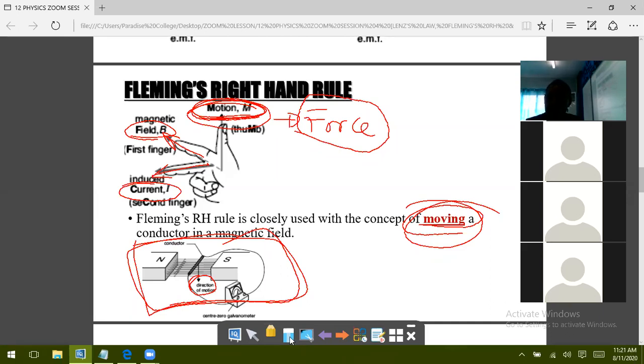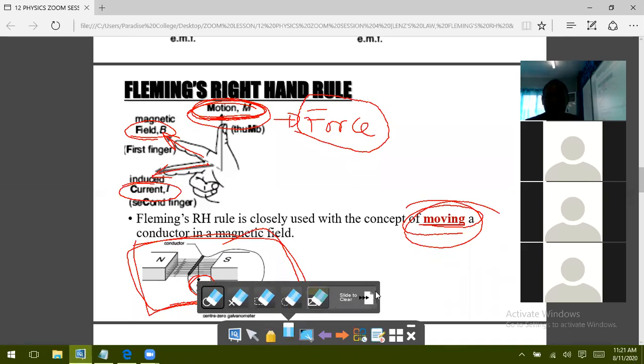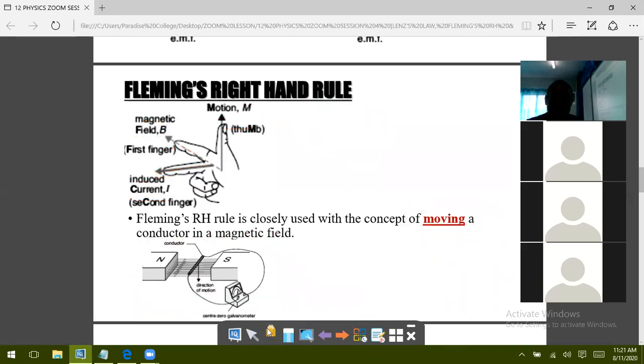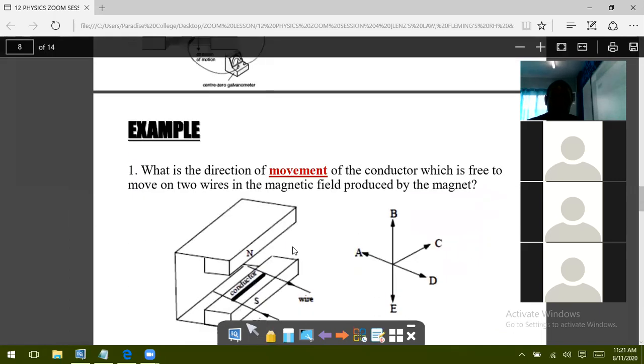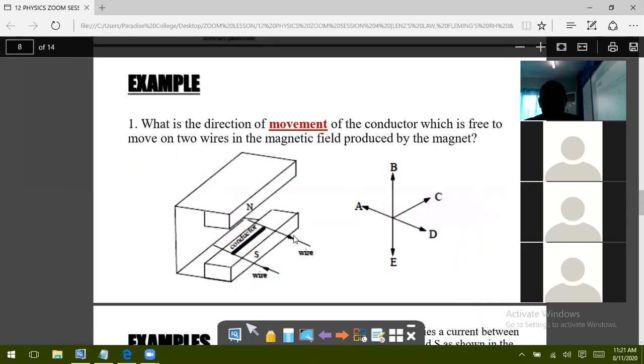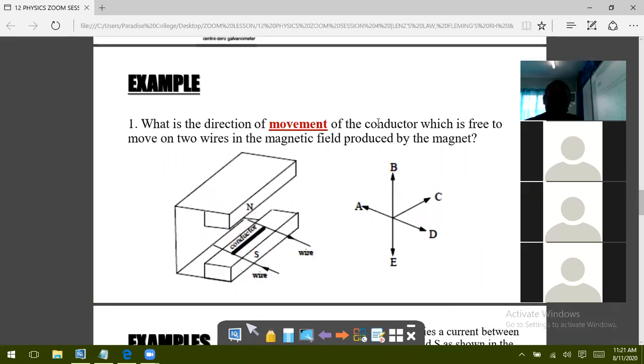Perfect. Let's move a little bit further down and check out this example here. What is the direction of movement of the conductor? This is the conductor here.